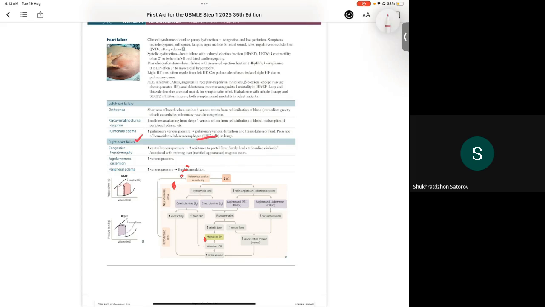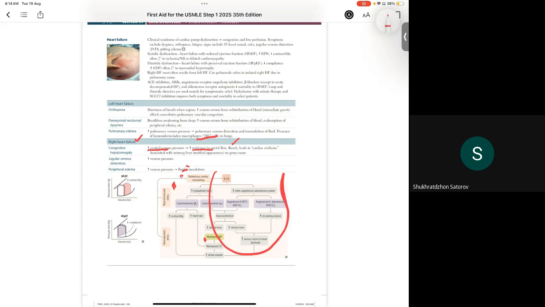Right-sided heart failure, we know that the central venous pressure is going to be increased. We know that there is increased resistance to the portal flow. We know that. Any questions here? What's backward failure?